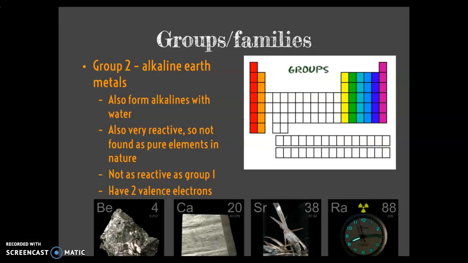Then you have group 2, which is the alkaline earth metals. They form bases with water as well, and they're very reactive, but not nearly as reactive as the first column. They are also not really found in nature by themselves because of that, because they're very reactive. And so here's some examples of them down at the bottom here. Beryllium and calcium and strontium and radium. Radium actually used to be used for glow-in-the-dark watches, but then they realized the reason why they glow in the dark is because it's radioactive, and that gives you cancer, and that's a bad thing.